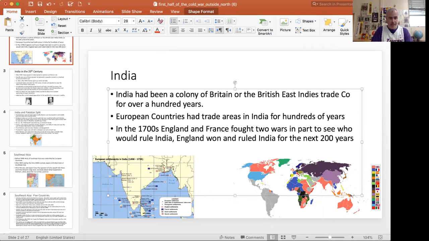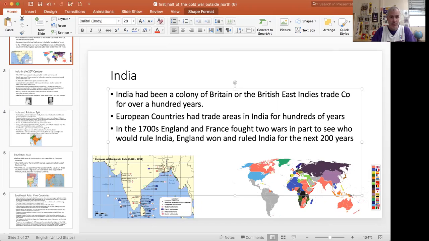We'll begin a new chapter. This chapter is going to be about the rest of the world during the Cold War. So outside of Europe and the United States during the Cold War, 1945 to 1993, say. And well, let's start in India.